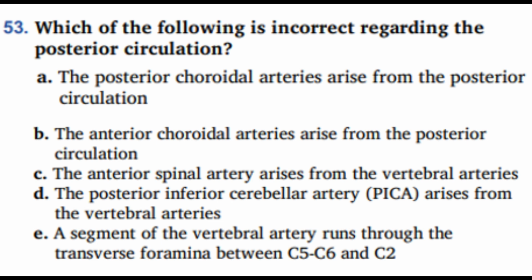Question 53. Which of the following is incorrect regarding the posterior circulation? A. The posterior choroidal arteries arise from the posterior circulation. B. The anterior choroidal arteries arise from the posterior circulation. C. The anterior spinal artery arises from the vertebral arteries. D. The posterior inferior cerebellar artery arises from the vertebral arteries. And E. A segment of the vertebral artery runs through the transverse foramina between C6 and C2.